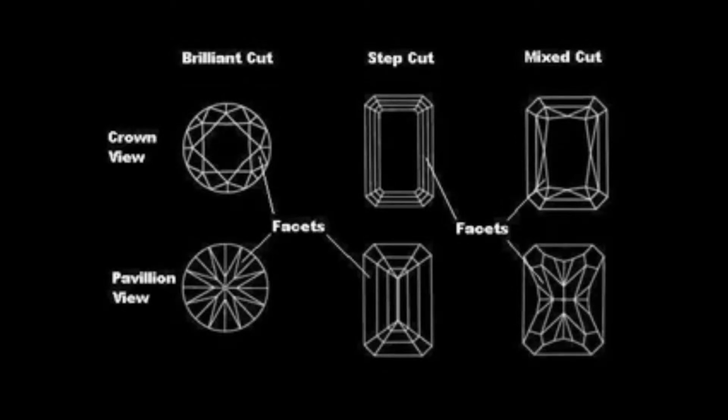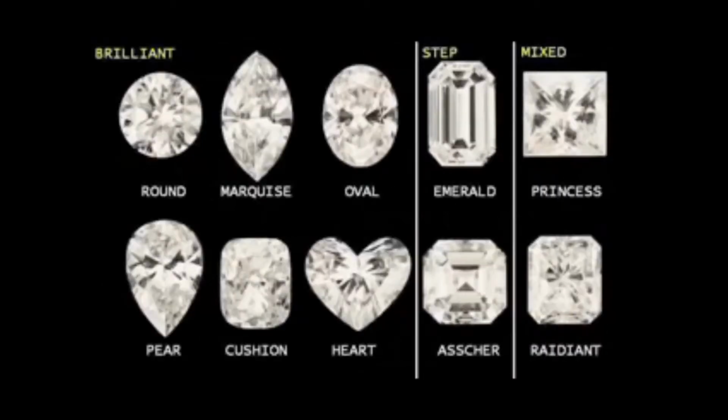Here we see the 3 diamond cut styles. The brilliant cut, which has triangular facets; the step cut, which has rectangular facets that run parallel with the girdle; and the mixed cut, which is a combination of both brilliant and step cut facet styles. The round, marquise, oval, pear, cushion, and heart shapes all belong to the brilliant cut family. The emerald and asscher shapes are step cut, and the princess and radiant shapes are mixed cuts.